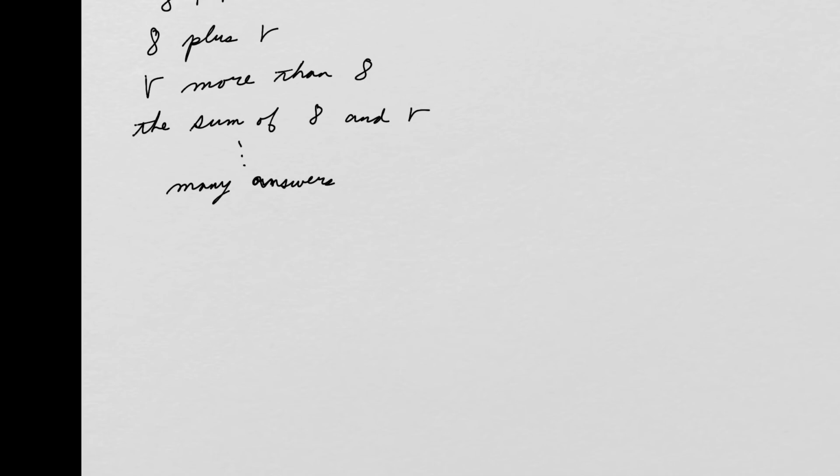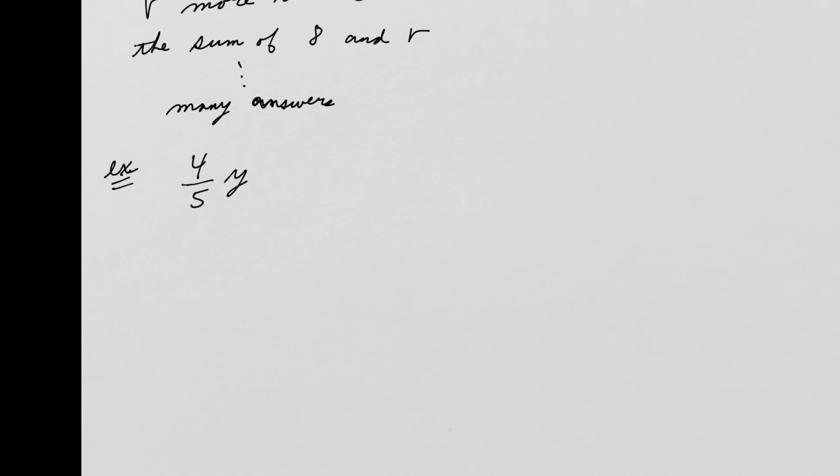Let's say I give you, here's the expression. Okay, so 4 fifths y, and I want to write that as a word phrase. Well, one way is simply, remember this means 4 fifths times y. So that's one possibility. Remember, multiplication is "of", so I could say 4 fifths of y. That means 4 fifths y.